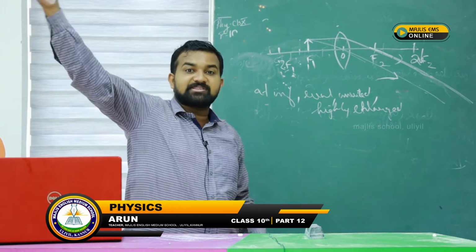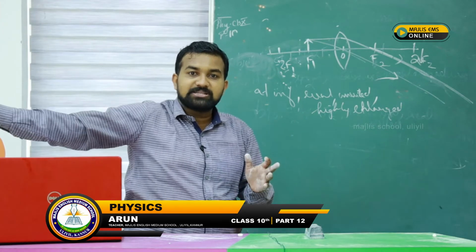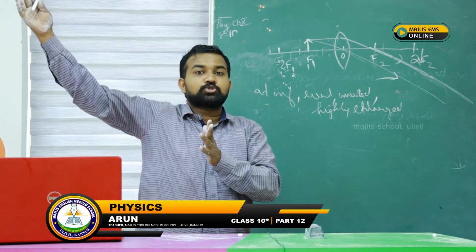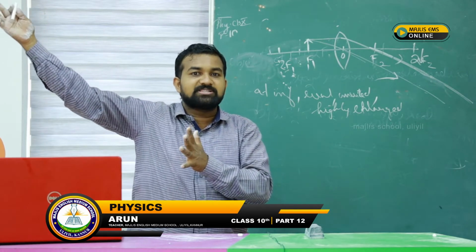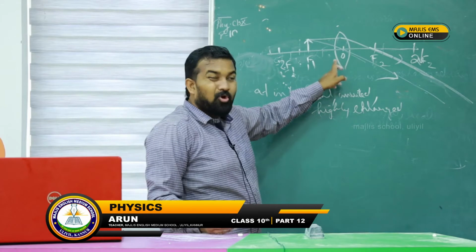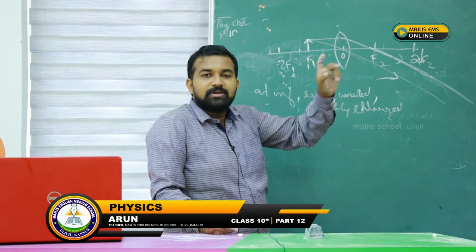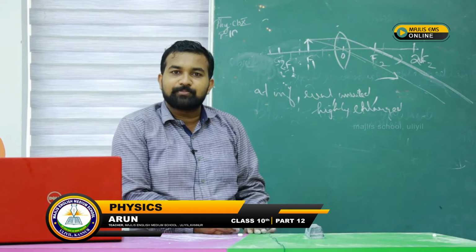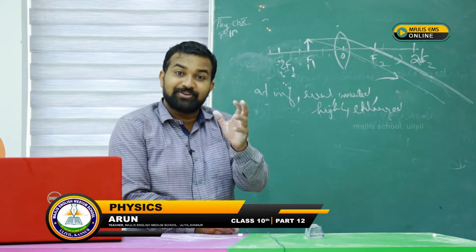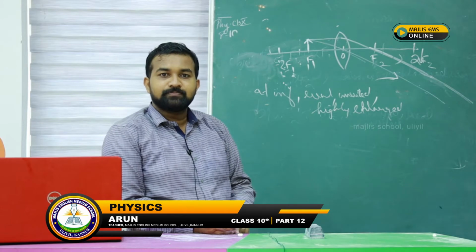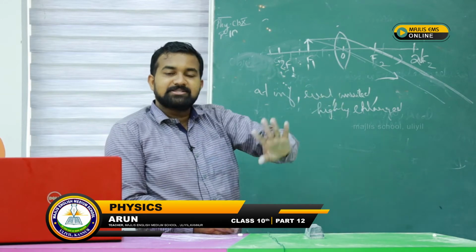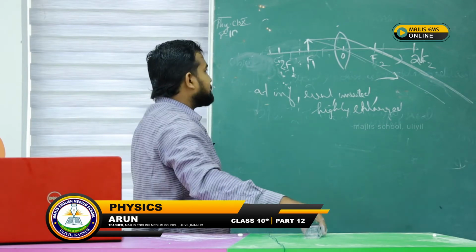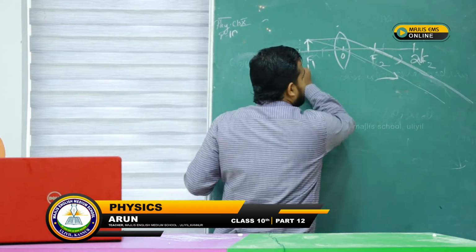So if we keep a huge screen at infinity, at a longer distance from the lens, and infinity means, I have told you again, this won't be 100 meters, 200 meters, 2 kilometers, 100 kilometers away. No, with respect to this small lens, infinity means at least 75 centimeters from the lens. With respect to the lens, that distance is infinity. That means it is a longer distance. Okay, so it will be forming a highly enlarged image.